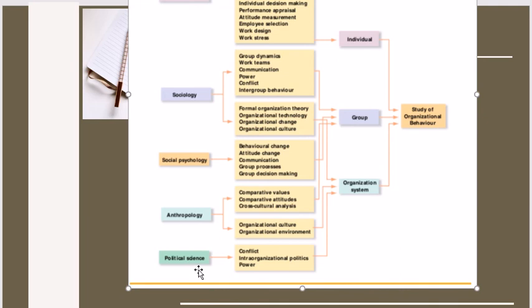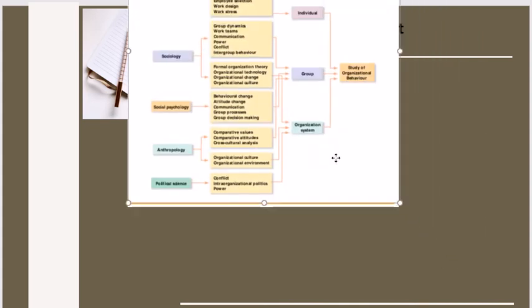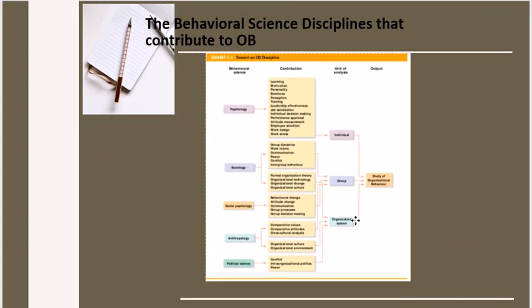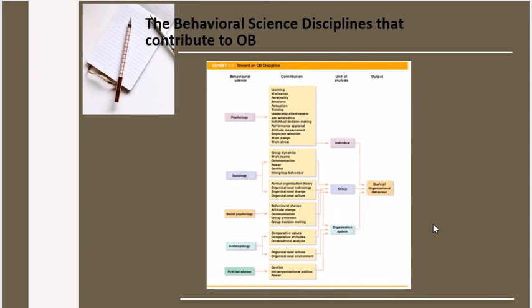And we have the last, the political science, conflict, or what we call intra-organizational politics or power. So it focuses on the organization system. So if you will notice, all of the different disciplines or behavioral sciences focus on the different outputs, and at the same time different analysis within the organization. So all analysis between individual, groups, and organization system may affect the study of organizational behavior.